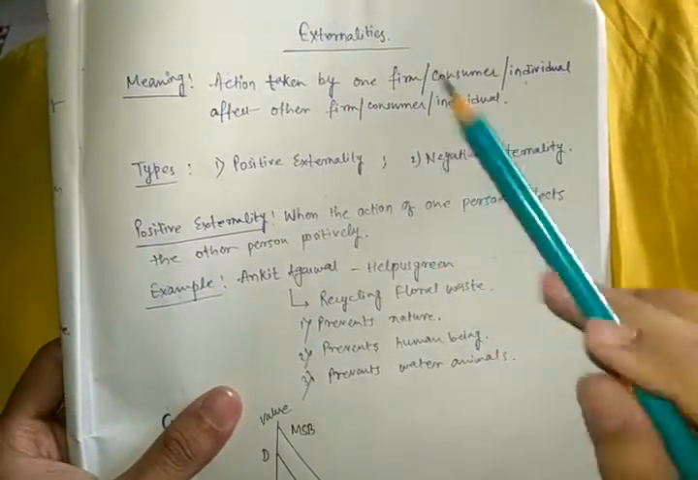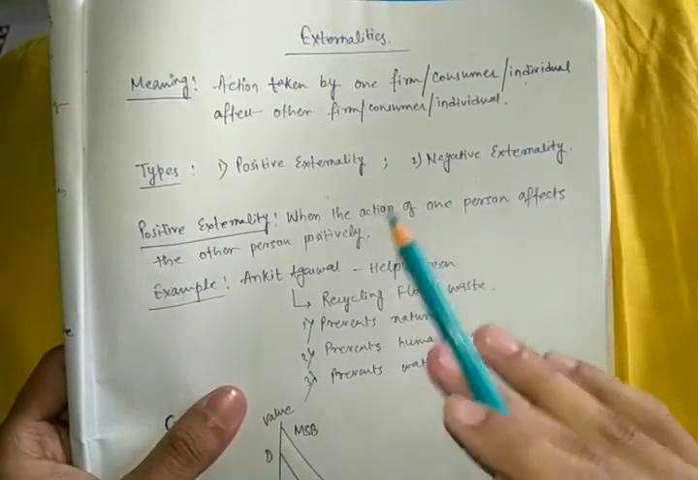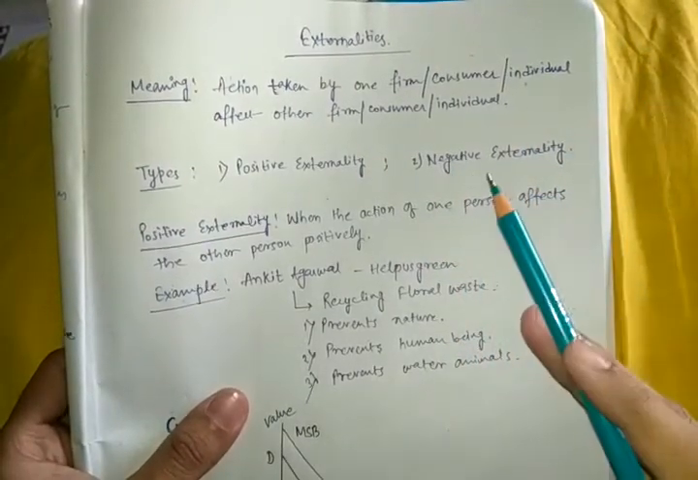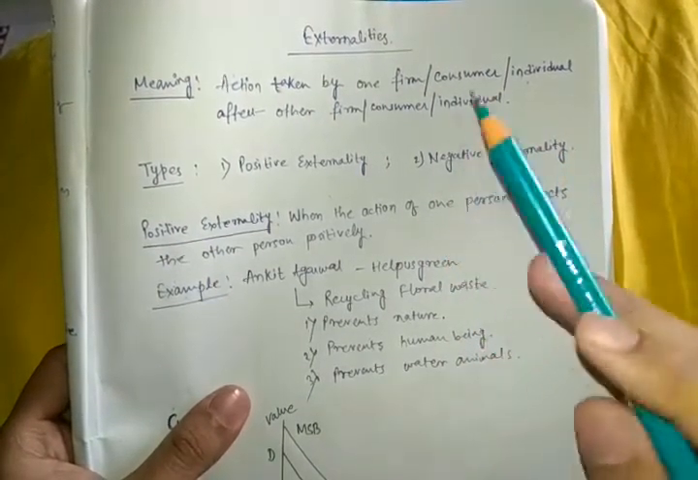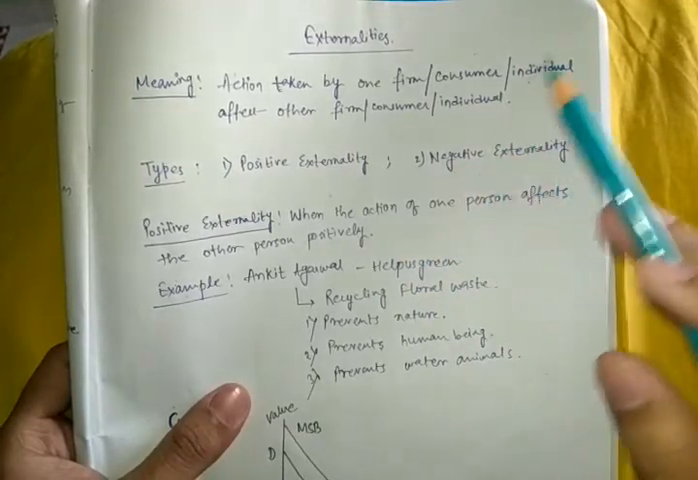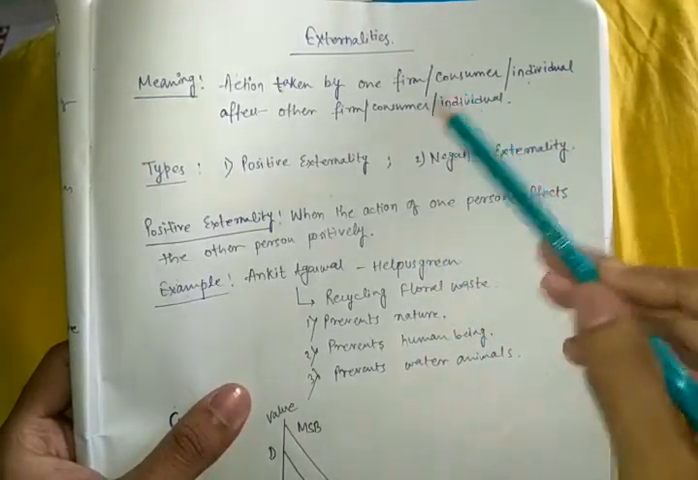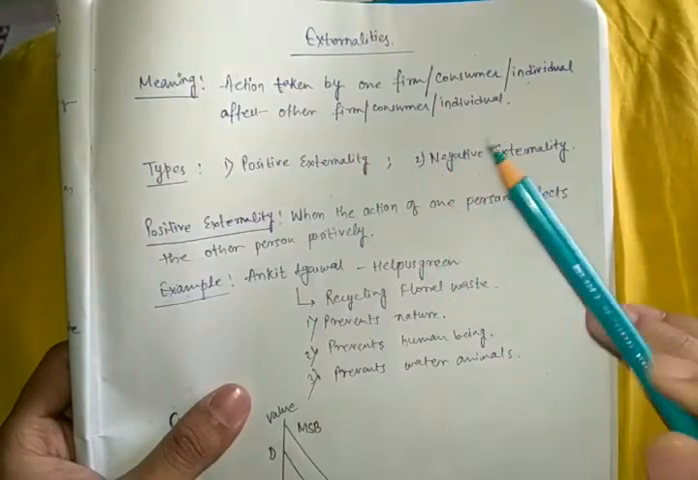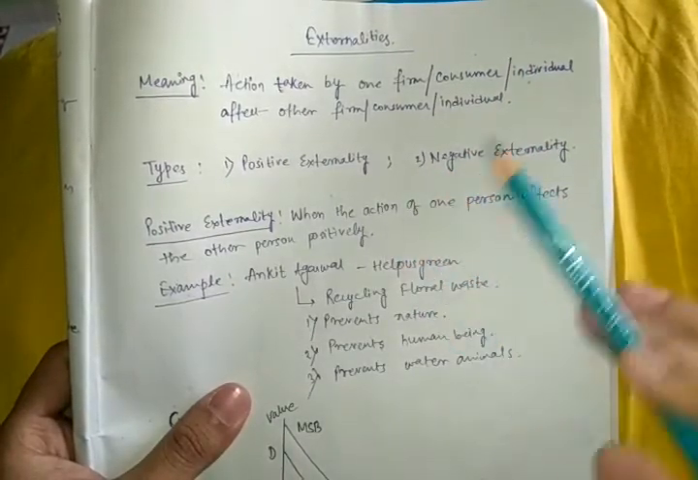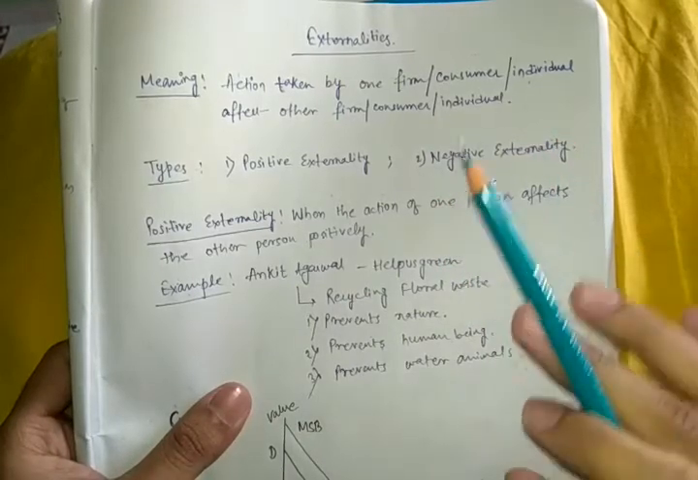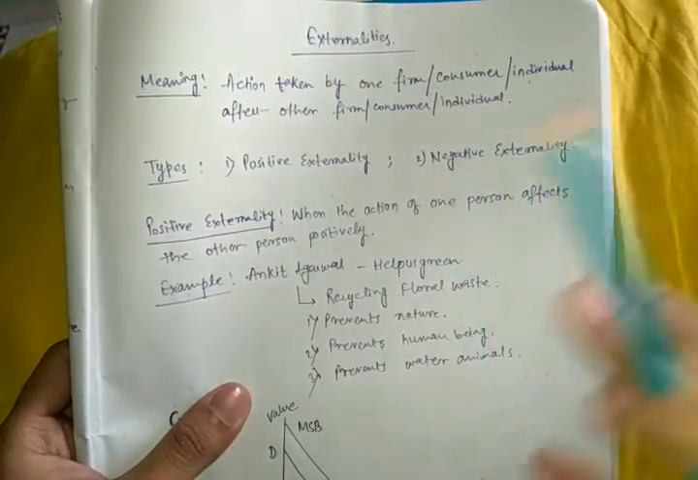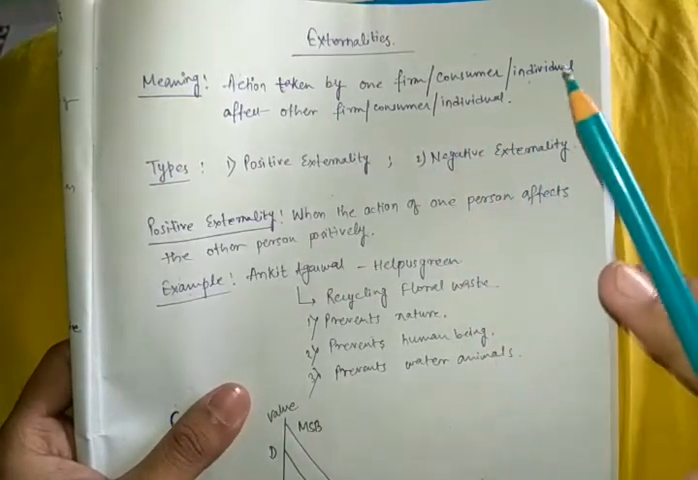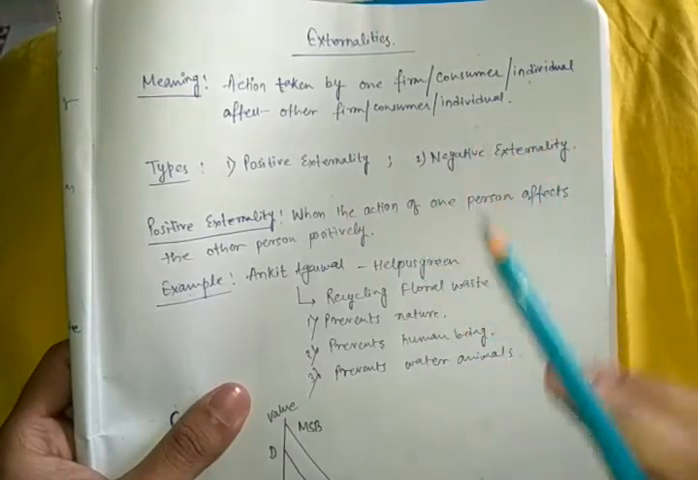So, what is the meaning of externality? An action taken by one firm, consumer, or individual affects another firm, consumer, or individual. The slash here means "or". So if an action taken by one firm or a consumer or an individual affects another firm, consumer, or individual, it is known as an externality.